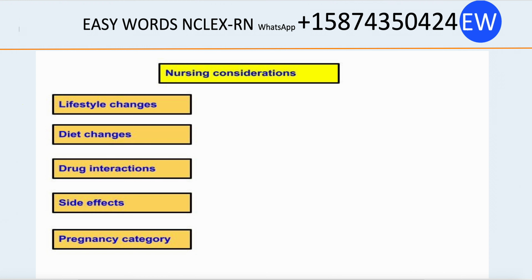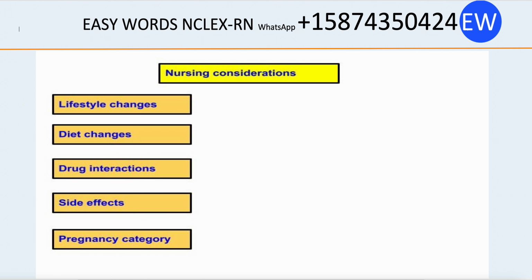Nursing considerations. Lifestyle changes. Before we go ahead with any pharmacological therapy, we advise our clients to make lifestyle changes if possible. We would advise the client to avoid cigarette smoking and alcohol. We also encourage the client to sleep with the head elevated at least 30 degrees, and we advise the client to reduce stress.